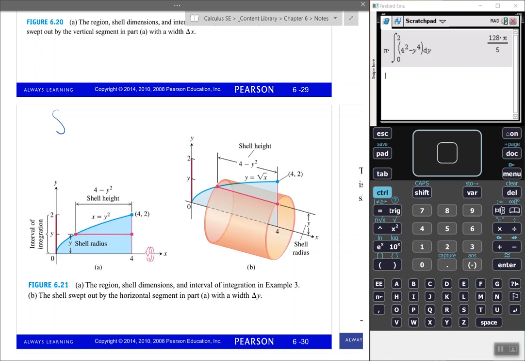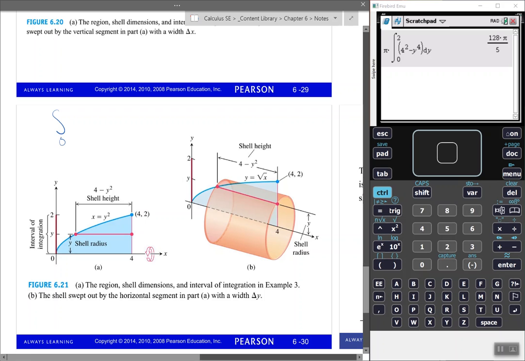As we can see, the shell height here is not a standard part of the equation because the height is changing. So what we would have to do is the integral from 0 to 2. We are integrating with respect to y. I'll move 2 pi out front.